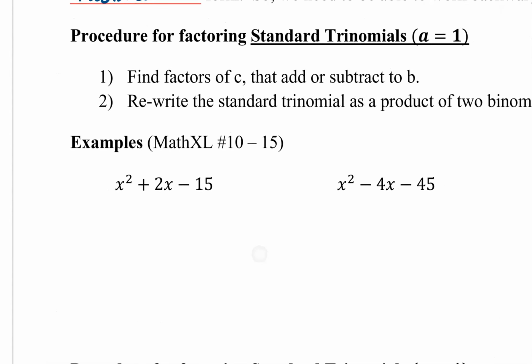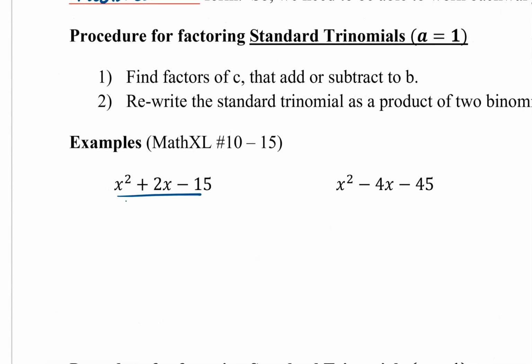So the general rule is this: if I'm starting with an expression that is written in standard form, we have an a, b, and a c value. So a is here, unwritten, so we'll assume that it's equal to 1. We have a b value that's here, and a c value that's at the end. We'll include the negative sign with it. The procedure for factoring a standard trinomial when a is equal to 1 is to find factors of c, so factors of 15, that add or subtract to equal b.